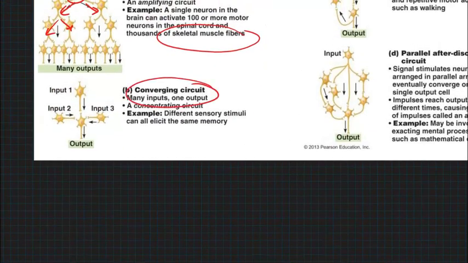Converging circuit is the opposite. Several neurons all converge on the same receptive postsynaptic neuron. It's very common in sensory transmission. One of the examples, your olfactory neurons that sense smell, a bunch of them converge on a single mitral cell in the olfactory bulb.